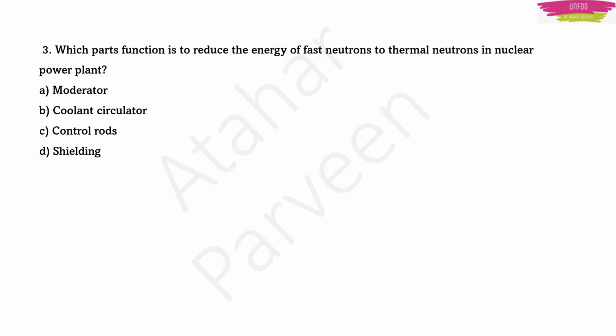Next question. Which part's function is to reduce the energy of fast neutrons to thermal neutrons in a nuclear power plant? It should be the moderator. Wherever the speed of neutrons is reduced means moderator. Okay. Neutrons are absorbed means control rods. So much you can remember.